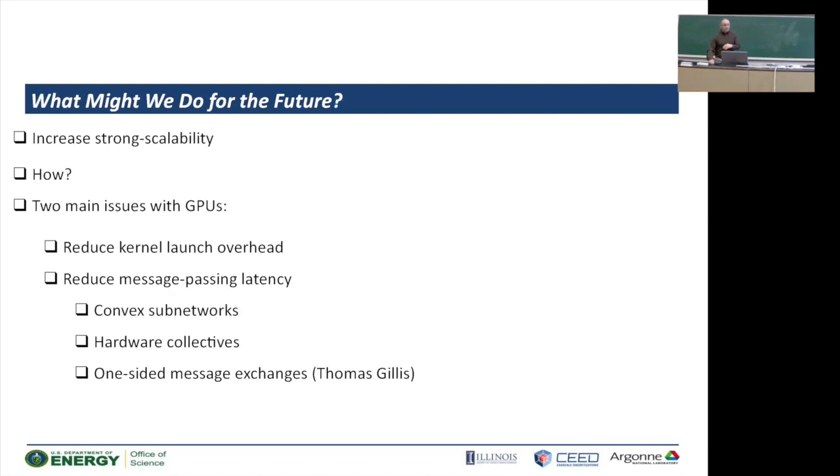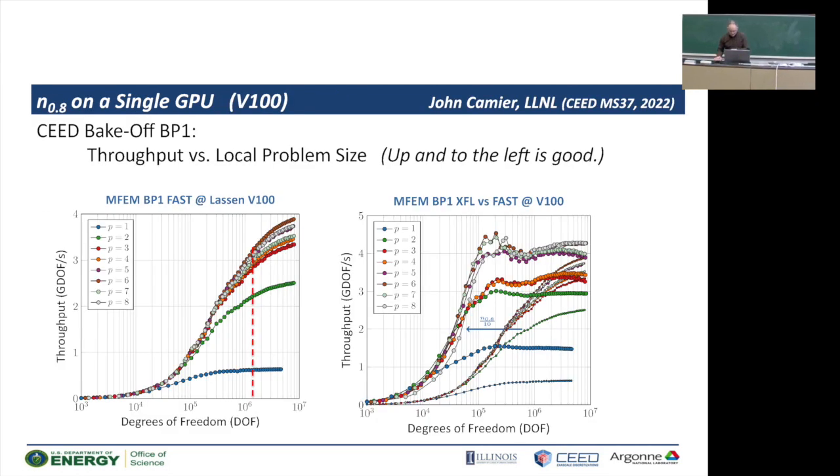Okay, so what might we do for the future? Well, obviously we'd like to increase strong scalability. How can we do it? As I mentioned before, there are 2 main issues with GPUs: reducing the kernel launch overhead and reducing message passing latency. And people will argue you can be half full or half empty. I'm kind of a half full guy. And fortunately, on the kernel latency issue, it looks like there is a path forward.